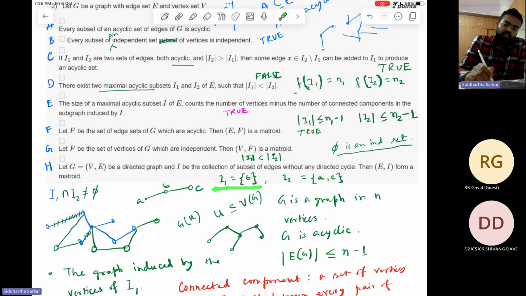So even though the cardinality of I1 is only 1 and the cardinality of I2 is 2, there is no way to guarantee that there is one element which you can exchange. So the exchange property is not satisfied. This is not true.